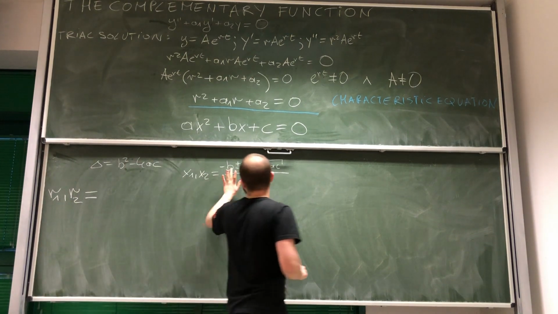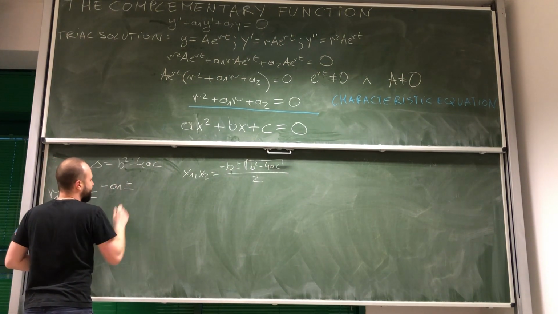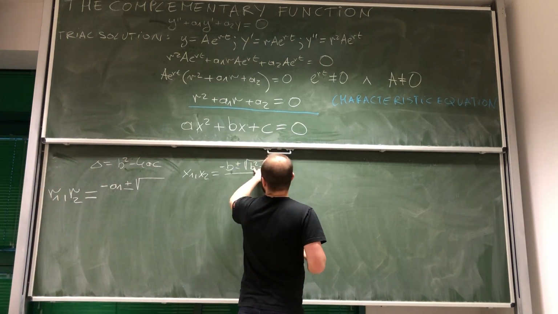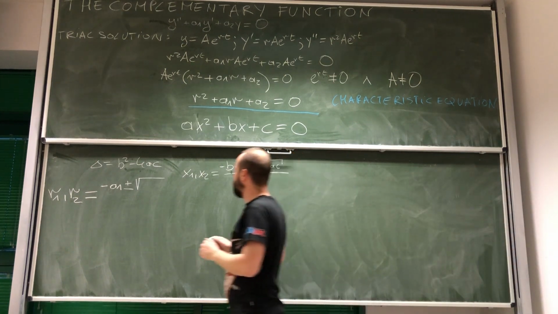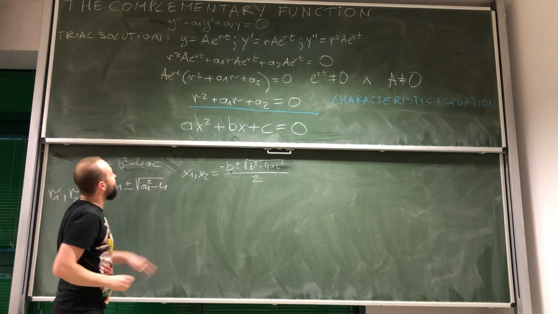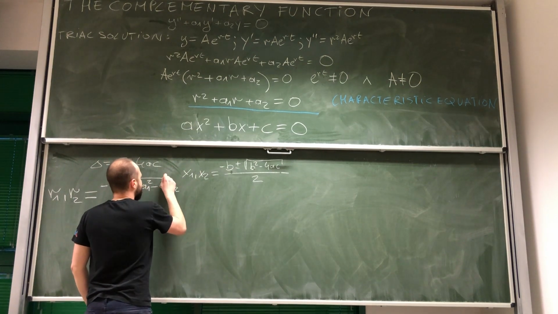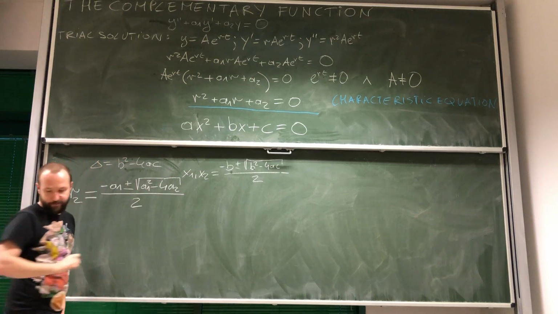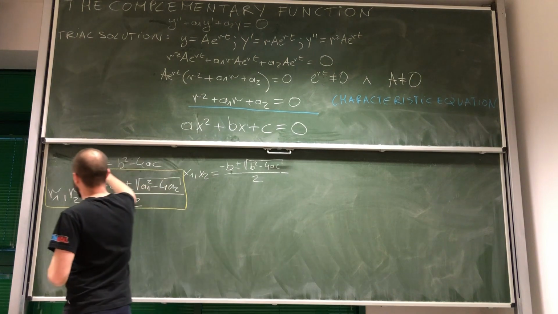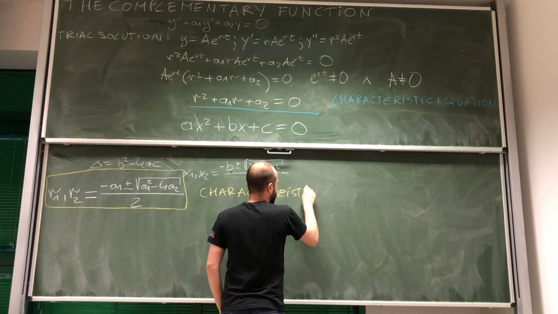Okay, so our b is a1, right? So our solution will start with negative a1, then there will be plus minus, and our b is still a1, right? So we've got a1 squared, and now minus 4. Our a is just 1, and our c is a2. So 4a2. And this whole thing divided by 2. And those two roots of this characteristic equation that you see over here are called characteristic roots.